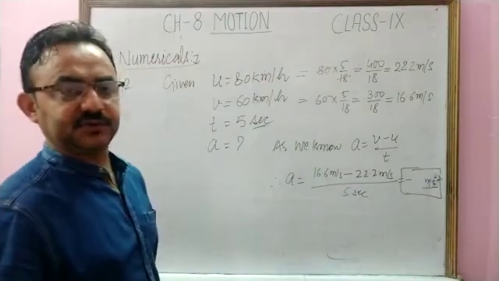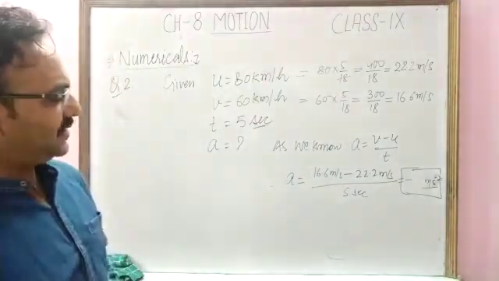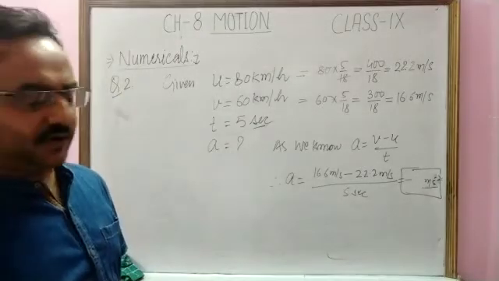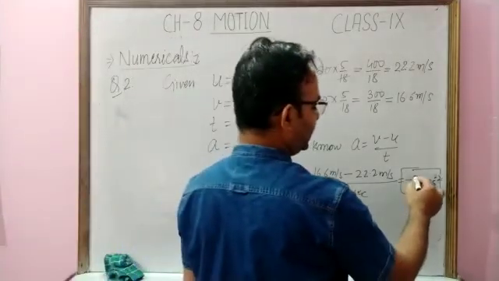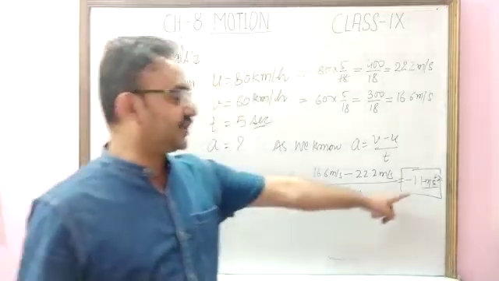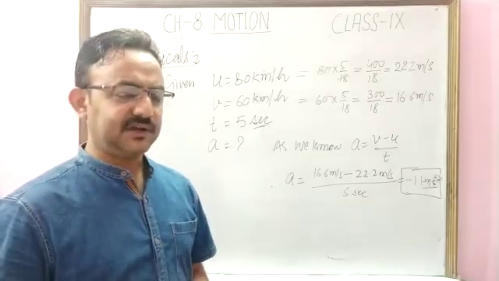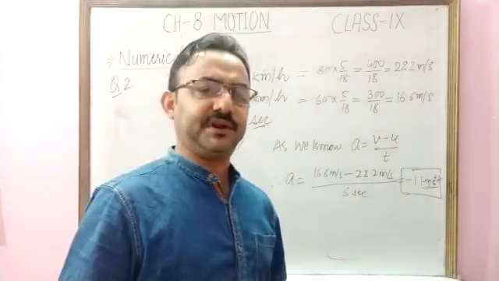That's why it is known as retardation. You will approximately get here the value of acceleration 1 point something. That is retardation, because the velocity is going to be decreasing after applying the brake. Clear?